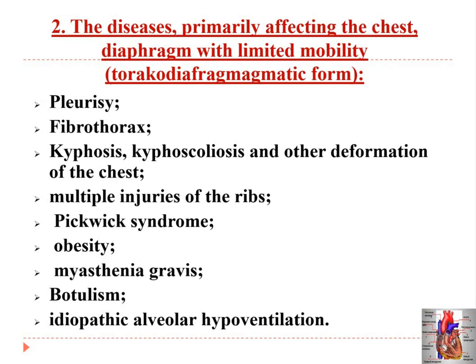The second group, diseases primarily affecting the chest, diaphragm with limited mobility, or thoracodiaphragmatic form. Pleurisy, fibrothorax, kyphosis, kyphoscoliosis and other deformation of the chest, multiple injuries of the ribs, Pickwick syndrome, obesity, myasthenia gravis, botulism, and idiopathic alveolar hyperventilation.